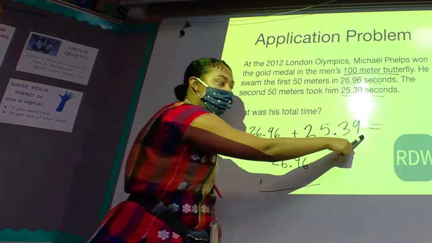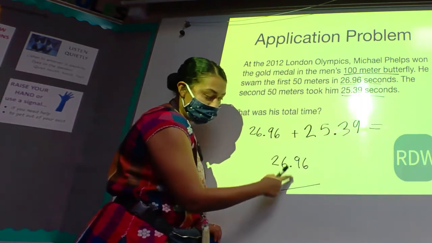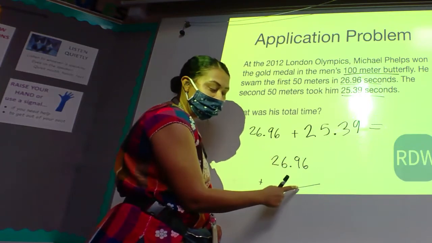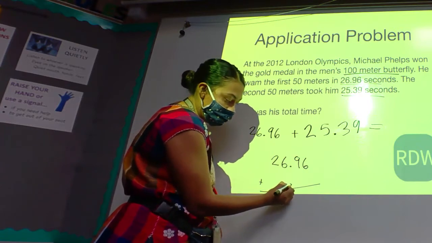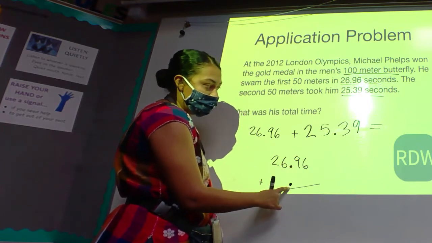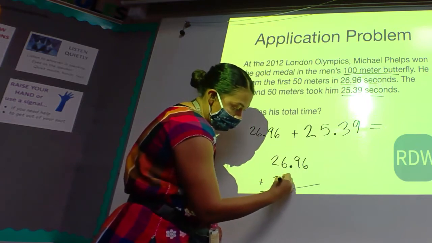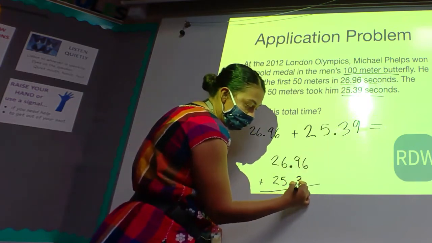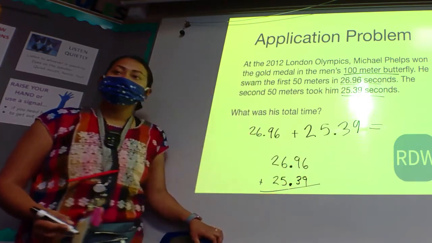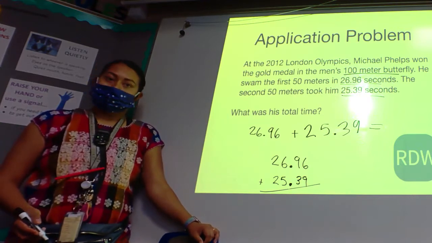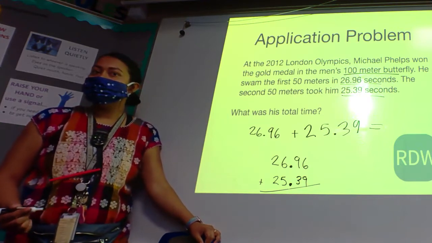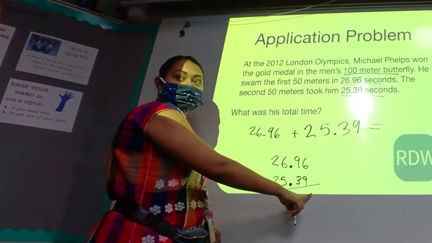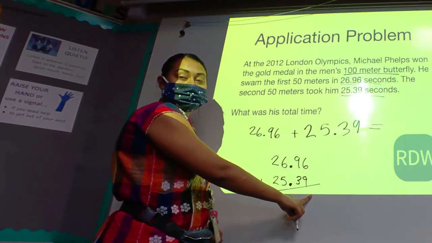So now this next part, we need to line up so our decimals are in the same place. Our ones and our tens are in the same place, the tenths, and then the hundredths. Okay, so here's my decimal. So we have 25 wholes and 39 hundredths. So now easy as pie. Add it up. Remember, when you add, you start all the way on the right side. Okay, do it. You don't have to wait for me.